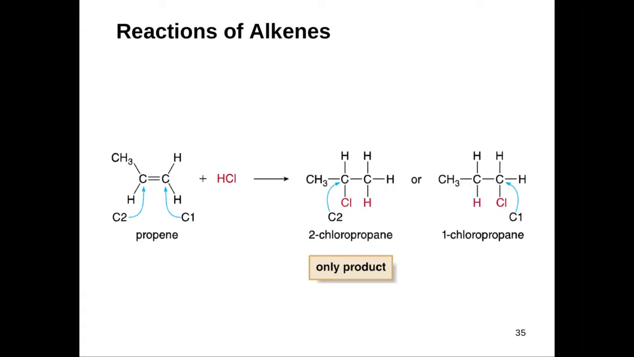It's a binding rule. It's not like a law in the sense that it always occurs, but in terms of this class, it's a binding rule. So anytime you're trying to halogenate something, or I should say hydrohalogenate something, the hydrogen always binds to the carbon with the highest number of hydrogens, and the chlorine to the carbon with the lowest number of hydrogens.